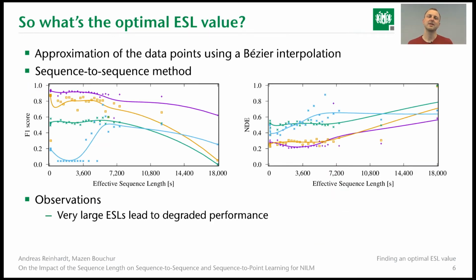So what we've done was just to use a Bezier interpolation of the data points we've collected in order to see what the general trend of these curves is. For large values of the effective sequence length exceeding 3 hours or 10,800 seconds, the F1 score is deteriorating and also the NDE as an error metric is going up, showing that we're getting more and more of an error.